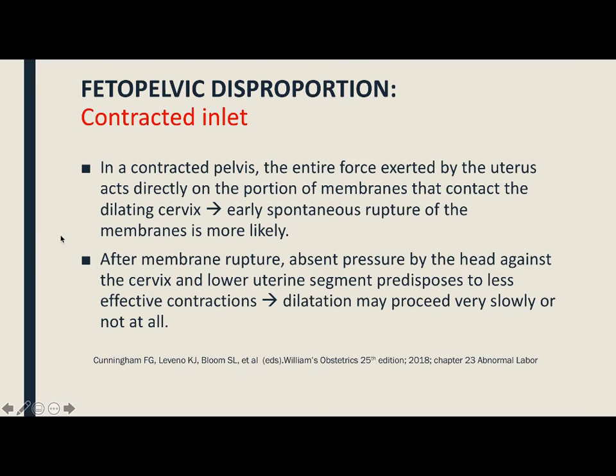Normally, cervical dilatation is aided by the hydrostatic action of the unruptured membranes, or after rupture, by direct application of the presenting part against the cervix. However, in a contracted pelvis, because the head is arrested in the pelvic inlet, the entire force exerted by the uterus acts directly on the portion of the membranes that contact the dilating cervix. So early spontaneous rupture of the membranes is more likely. After membrane rupture, absent pressure by the head against the cervix and the lower uterine segment predisposes to less effective contractions. So further dilatation may proceed very slowly or even not at all.